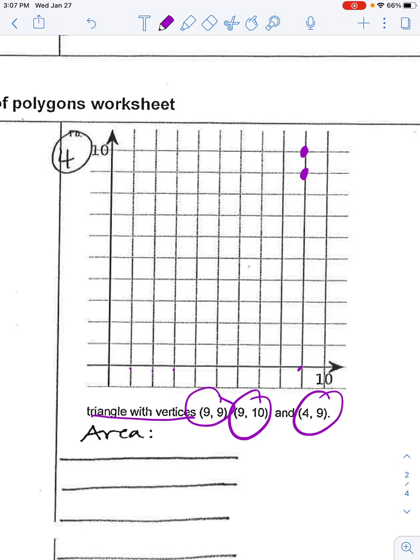Oops. I think it was right there. 1, 2, 3, 4. There we go.